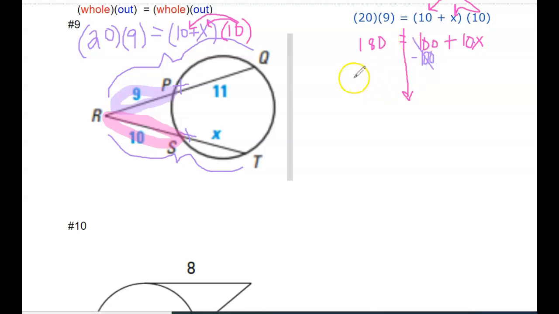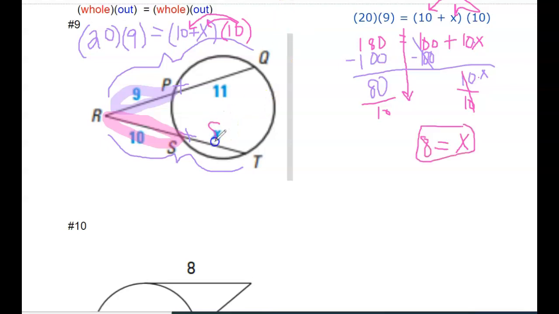100 minus 100 gives me nothing, right? So all that's left on this side is 10x. But what I do on one side, I must do to the other side of the equation. So 180 minus 100 is 80. So now the last step would be to, great, yeah, you're multiplying, so you can do the inverse. Divide, you always do the opposite operation. So 10x divided by 10 is just x. And I divide on this side, 80 divided by 10 is, great. You should have gotten 8. Very good. So this is 8.